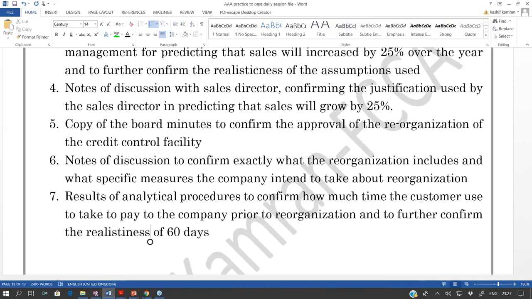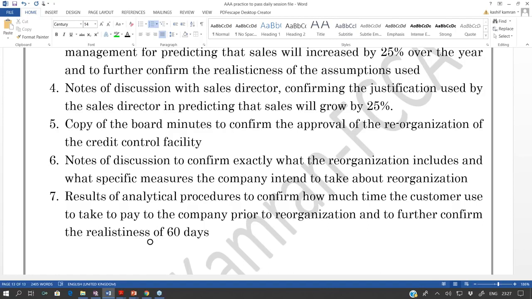So I need to see my results of analytical procedures and how much time were they taking before? Were they taking like 90 days, 100 days? And has there been a sharp reduction in that? Because if there is a sharp reduction, I need to question management that is it realistic?